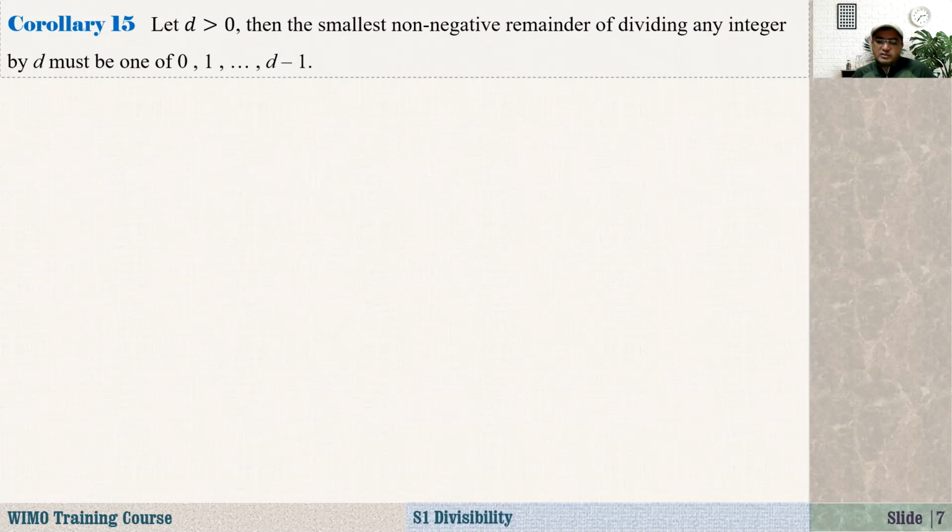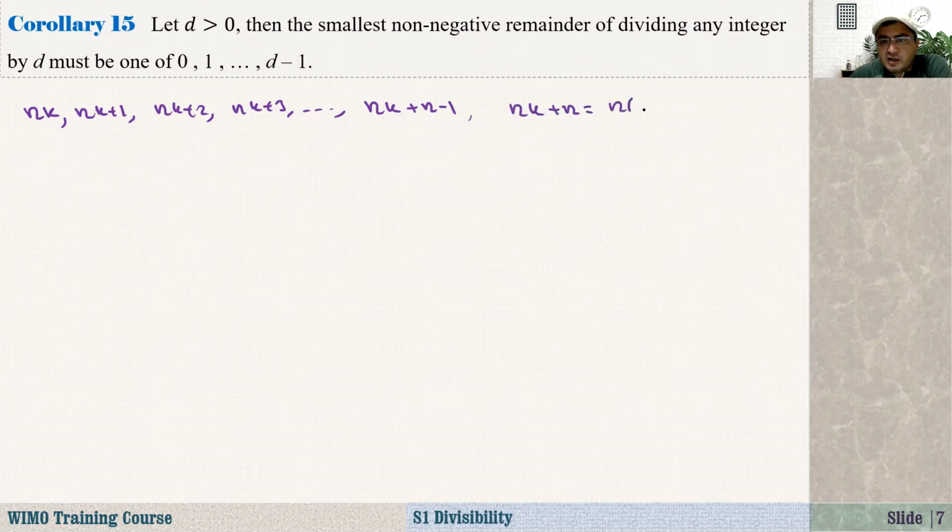Actually, to prove this one, we can just group, for example, integers, right? I can group all integers like this: nk, nk plus 1, nk plus 2, nk plus 3, and here we have nk plus n minus 1, right? Now, if I continue here, for example, let's say here we have nk, the next one will be nk plus n, and n is a common factor. Here we have n times k plus 1. It just falls into the first category, the first group. So now I don't have to continue here. It's just repeating itself.